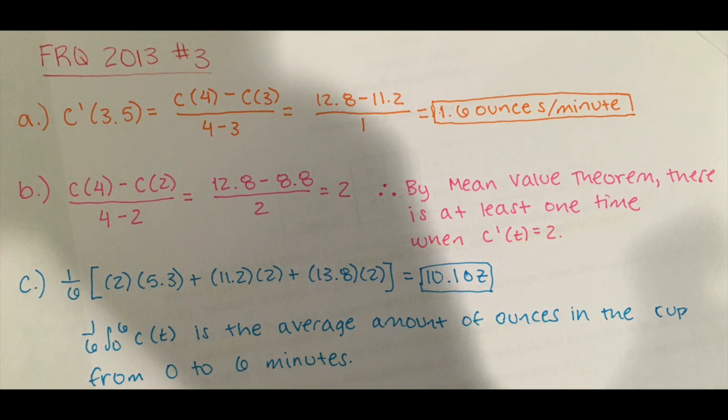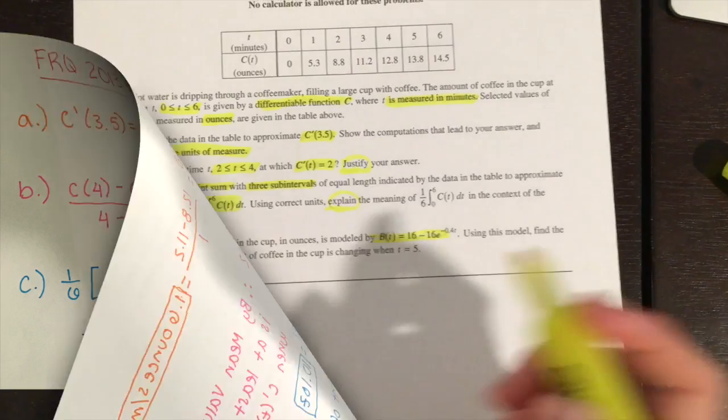To recap on midpoint sum, approximation, and interpretation: we found the midpoint sum by using the table, and then we realized that this is similar to f of b minus f of a all over b minus a. This finds the average amount of coffee in ounces in the cup from 0 to 6 minutes.